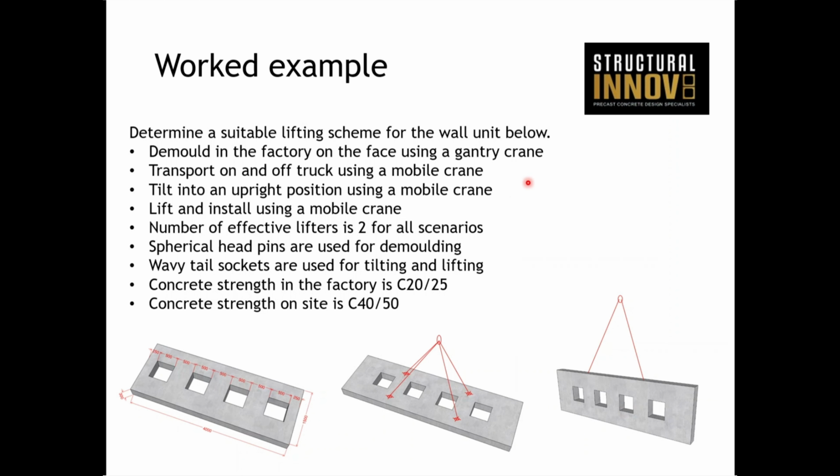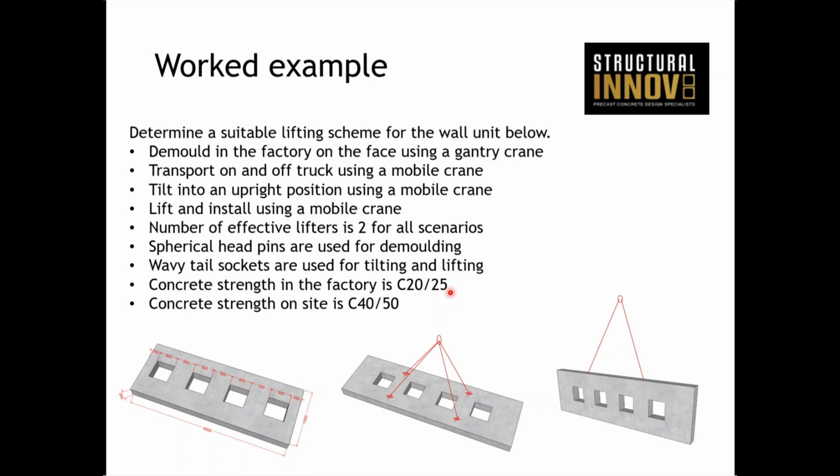So a couple of the parameters that we set in order to do this. In the factory, we're demolding on the face using a gantry crane. We're transporting on and off the truck using a mobile crane, tilting into an upright position using the mobile crane, and lifting and installing using the mobile crane. So the same crane is being used on site. And in all cases, we're assuming that the number of effective lifters is 2. It makes it easier in the factory. All the chains go back to the one hook, but as a result of that, only 2 of them can be assumed effective.